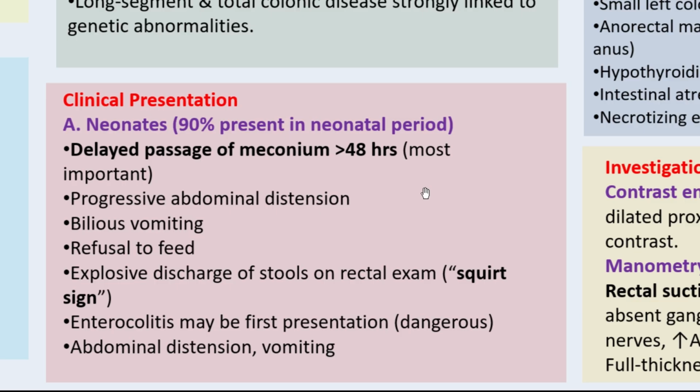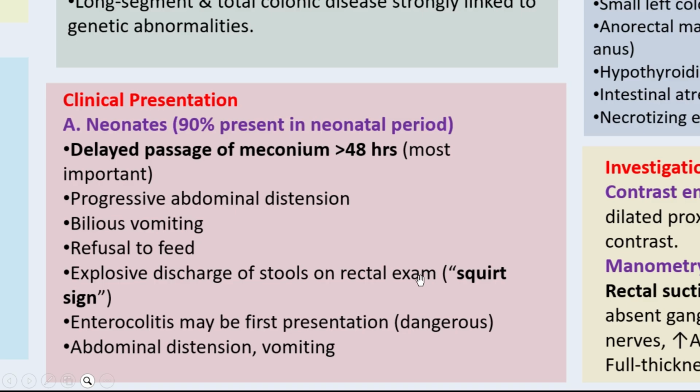And then they have an explosive discharge of stools when you do a rectal exam, which is called the Swenson sign. Remember, this spastic segment is contracted downwards, and during the rectal exam you open it up, and then when you remove your finger, because of the pressure from above, it forces things out very fast.